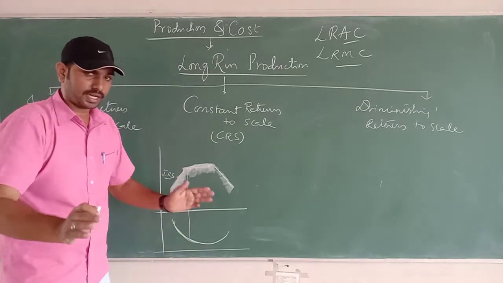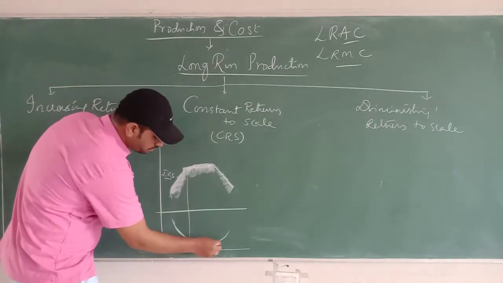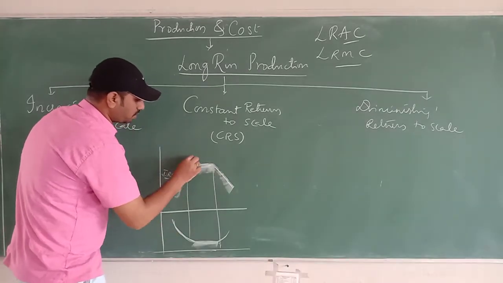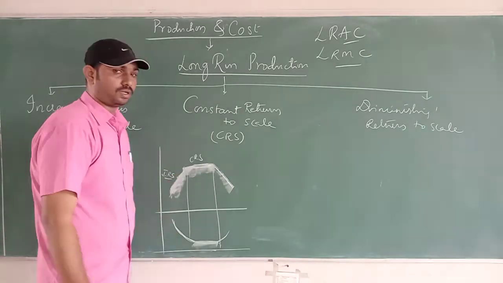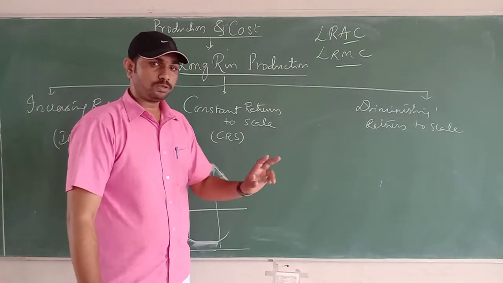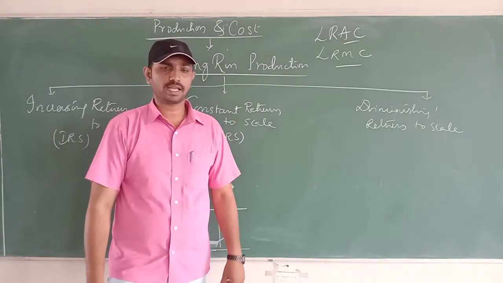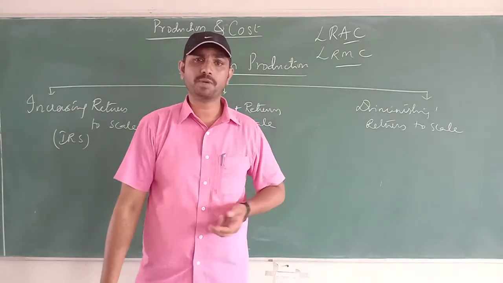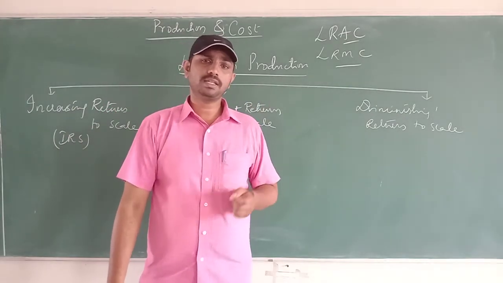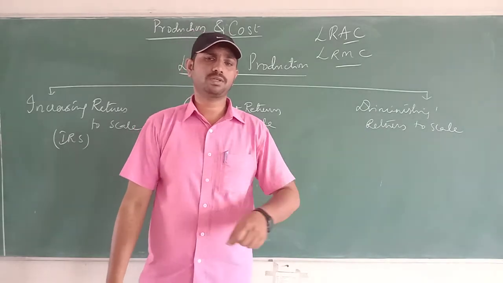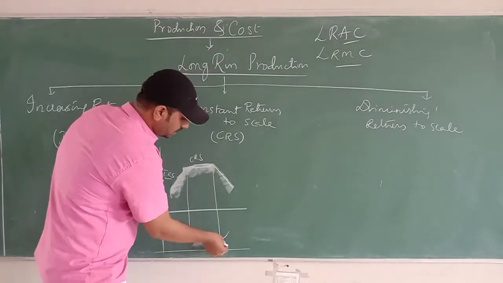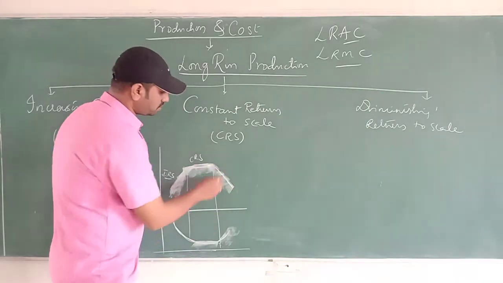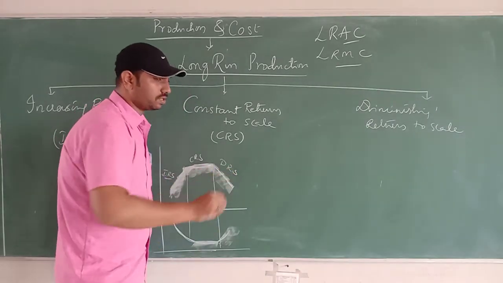At a particular time, the levels of returns will be equal. That stage is called constant returns to scale. Due to uncontrollable factors like natural calamities or something going wrong, or any government rule changes, all of a sudden it affects the production unit. Then the cost starts increasing, and the returns start diminishing. That is called decreasing returns to scale.